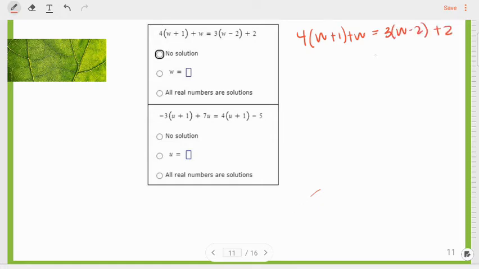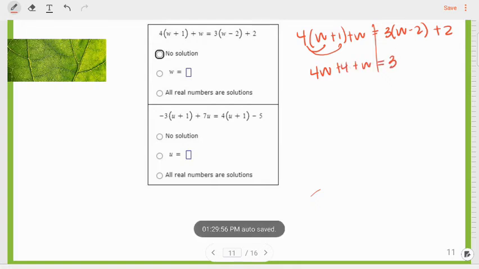So I'm going to start by drawing my line down my equal sign and always distributing first. So I would just put my symbols underneath because I ran out of room. So 4w plus 4 plus w is equal to 3 times w is 3w. 3 times negative 2 is negative 6 plus 2. Then I'm going to simplify both sides.